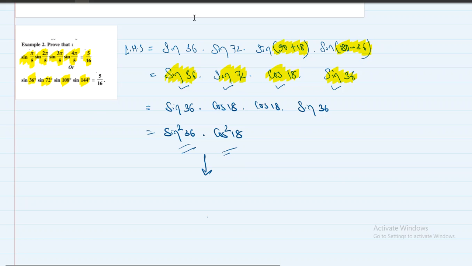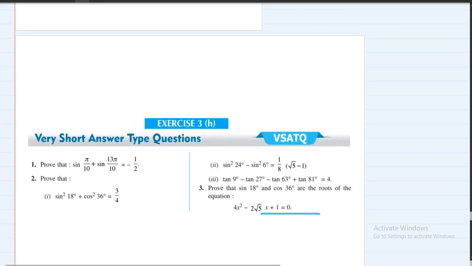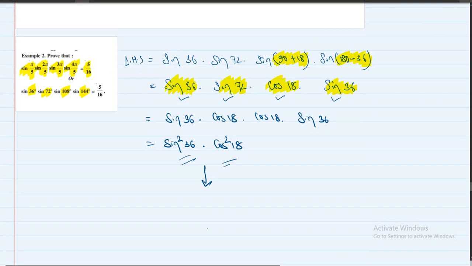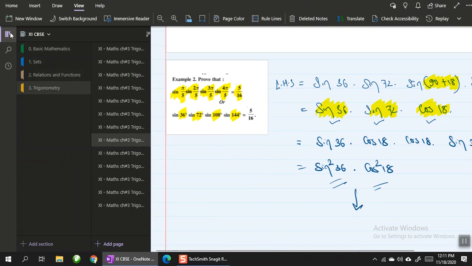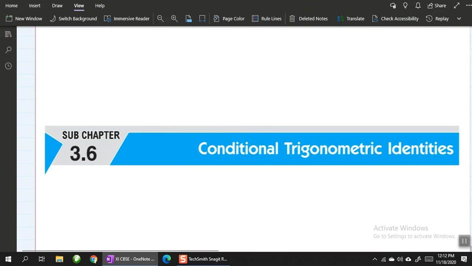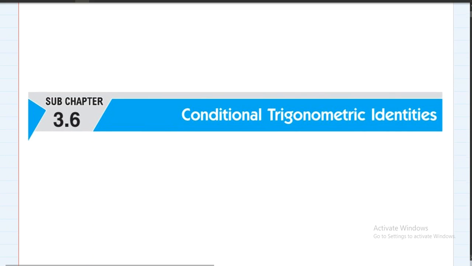Okay, after this question, the next one. Okay, so this part is over here. There is this exercise which I have already shared with all of you in the group. So I'll move to the next part, which is conditional trigonometric identities. Very important part, very interesting as well. This is a little lengthy part.